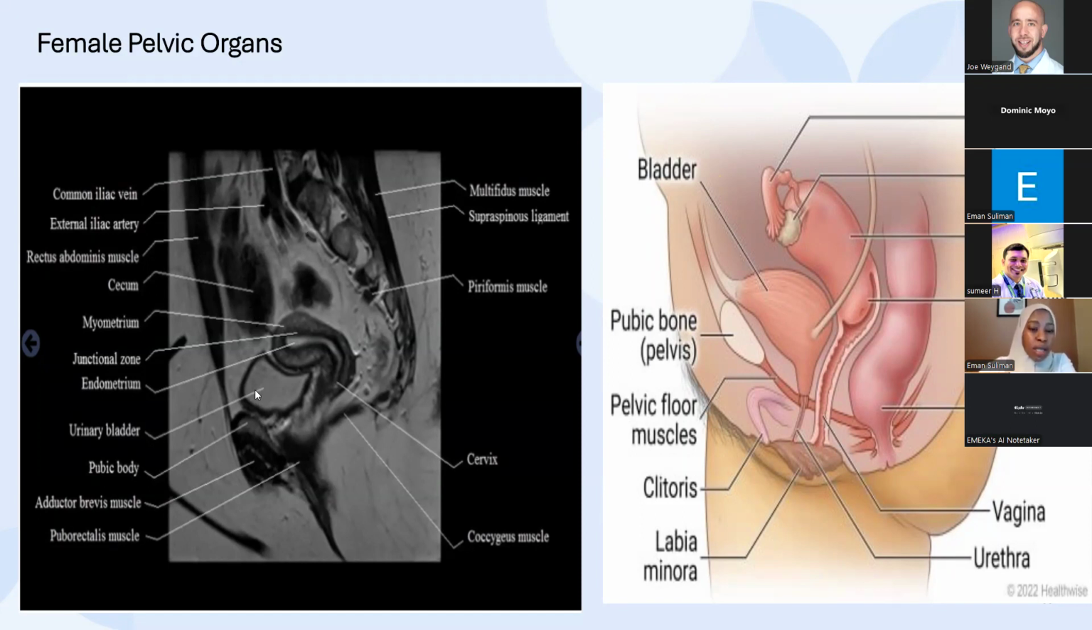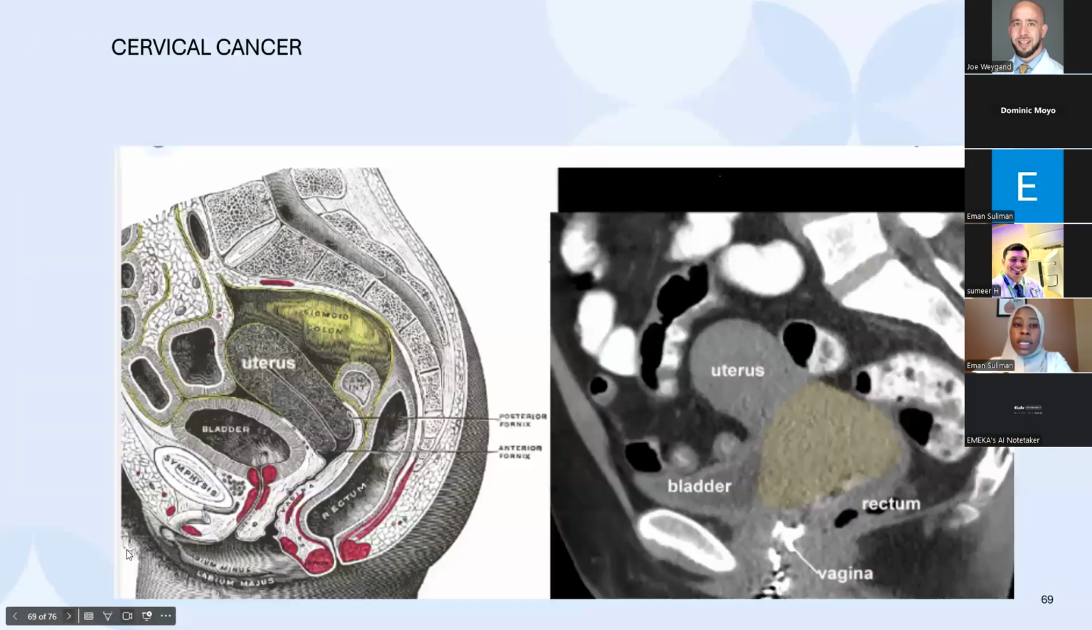Here is the bladder. This structure is the bladder, and then the uterus is curving over the bladder. And here we have the cervix. The cervix continues as the vagina, and at this level we cannot see the rectum.